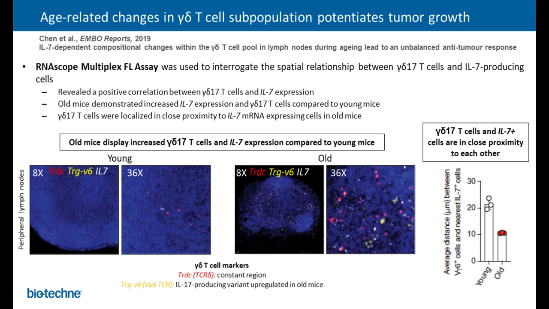And what these researchers are trying to show is that compared to younger mice, in the aged mice, you see that the gamma delta T cells show increased expression of inhibitory cytokines like IL-17, which in turn potentiate tumor growth. So again, using our multiplex assay, they were able to visualize the soluble factors like IL-17 in combination with TCRs specific to gamma delta T cells.